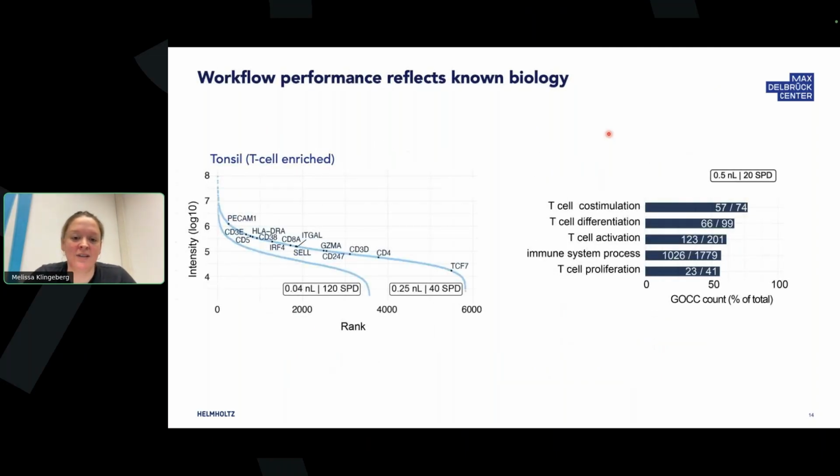And with this data, you can do fantastic biological analysis. From those very small tissue areas, we can even quantify, identify, and look at transcription factors. And we were happy that we covered more than half of the immune system process related proteins that are annotated in the genome.